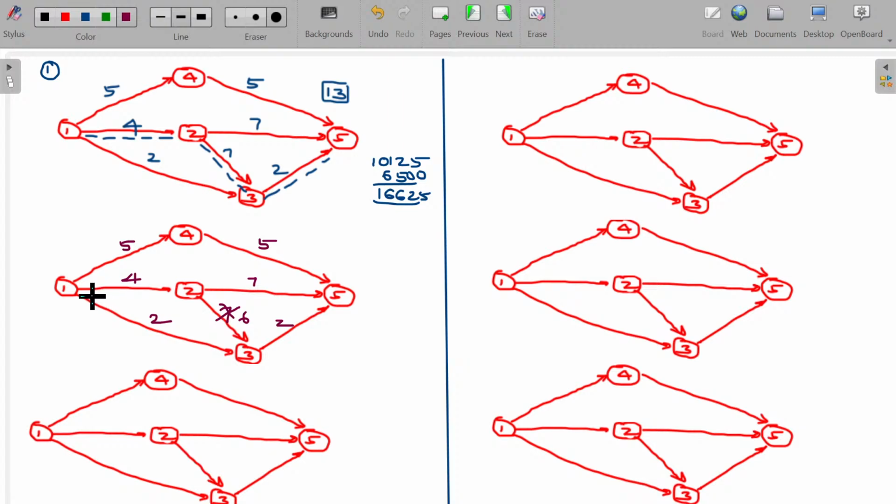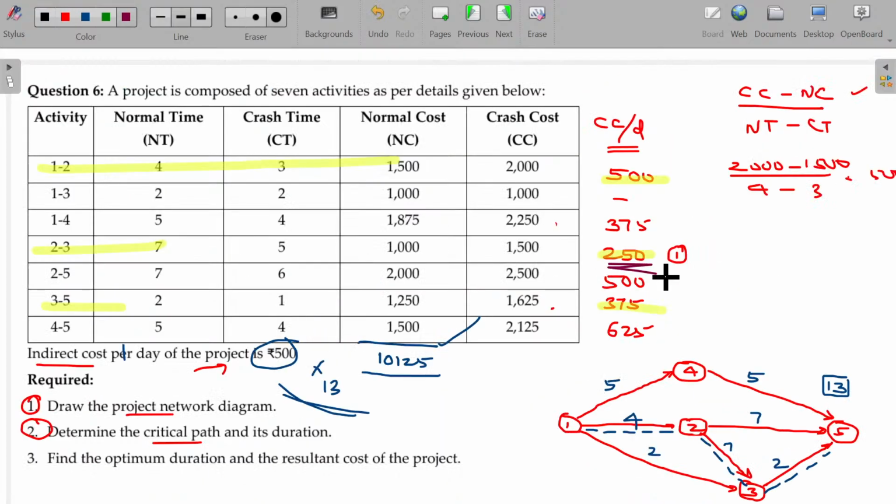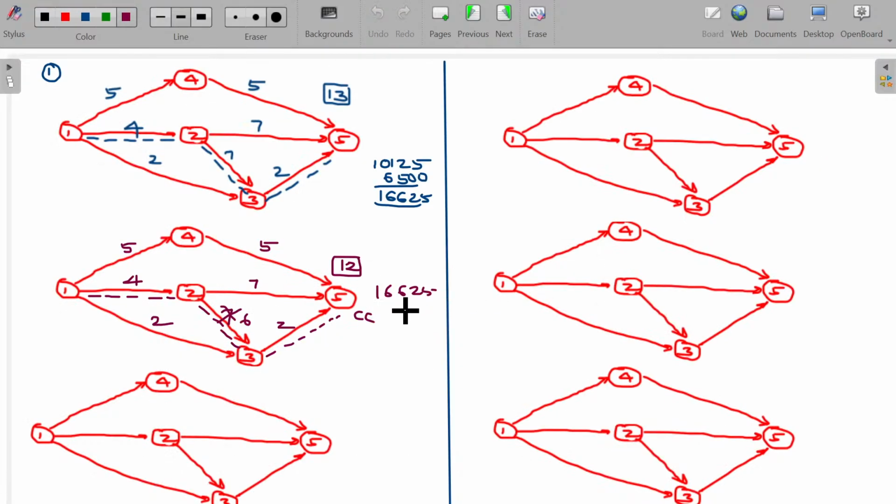Now, what is the critical path now? Now also the critical path is 1 to 2, 2 to 3, 3 to 5 only. But the project completion time in this case is 12 days only. Now, what is the cost? Earlier it was 16,625. You have to incur crash cost additionally. How much crash cost do you have to incur? 250 rupees you have to spend. But there is a savings in indirect cost. How much? 500 savings is there. Ultimate cost to be, come on.